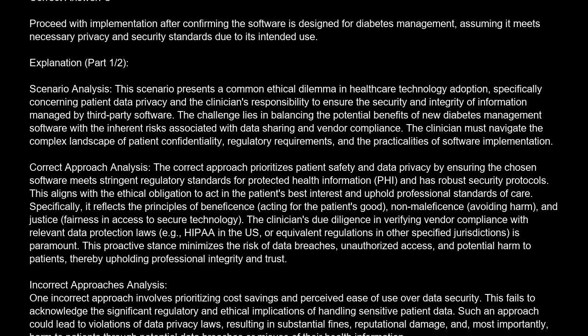to secure technology. The clinician's due diligence in verifying vendor compliance with relevant data protection laws, e.g., HIPAA in the U.S., or equivalent regulations in other specified jurisdictions, is paramount. This proactive stance minimizes the risk of data breaches, unauthorized access, and potential harm to patients, thereby upholding professional integrity and trust. Incorrect approaches analysis.